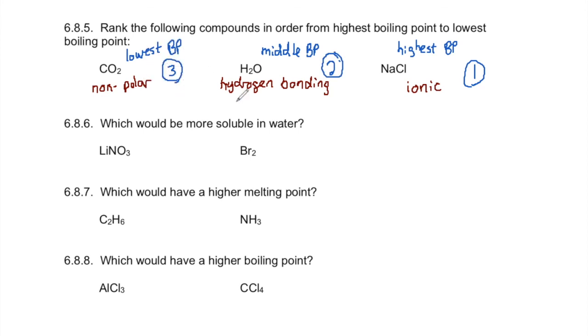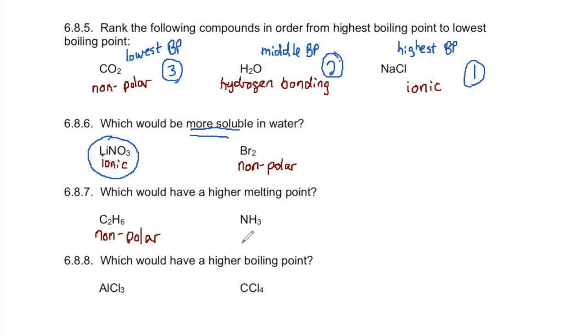and number 3. Here we have lithium nitrate, an ionic compound, bromine being a nonpolar compound because the bromine atoms share the electrons evenly. And so the more soluble compound would definitely be the ionic compound. So a higher melting point, we have a hydrocarbon here, something that only has carbon and hydrogen. So that is a nonpolar substance.